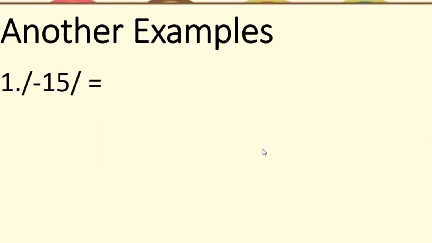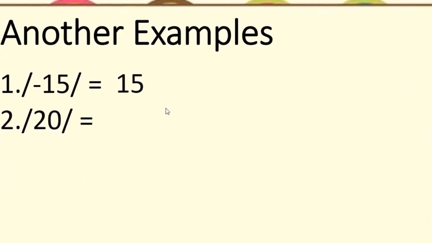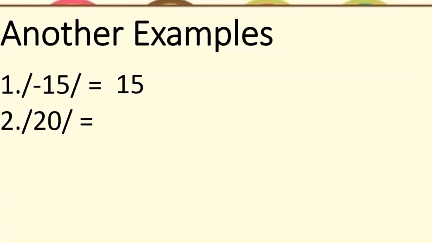Another example in simplifying an absolute value without a number line. So, an absolute value of negative 15. Basta nasa loob siya ng absolute value of at may negative, disregard the sign, remove the absolute value and disregard the sign. So, it is equal to 15. Second example, absolute value of 20. So, disregard the absolute value sign or remove, and also the sign. So, it is equal to 20.